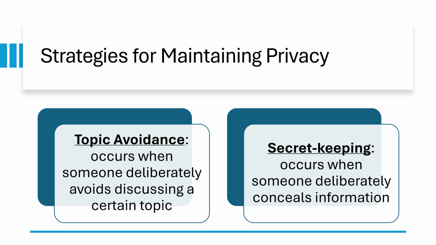So there are 2 kind of main strategies for managing information, and these are topic avoidance and secret keeping. So, topic avoidance is something that happens when you deliberately avoid discussing a certain topic, and we'll talk about reasons for doing so. And secret keeping is when you deliberately conceal information, right? So you don't share information. And I'll elaborate here on both of those.